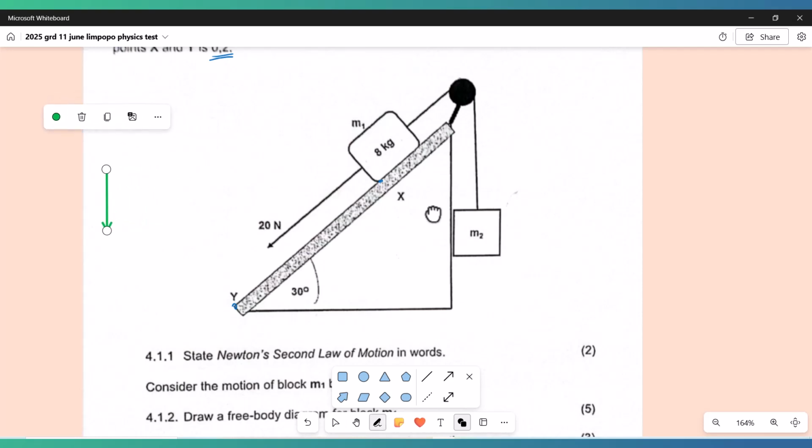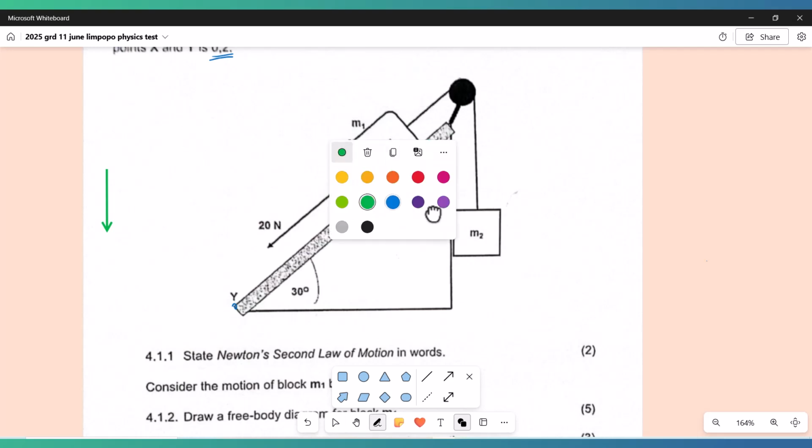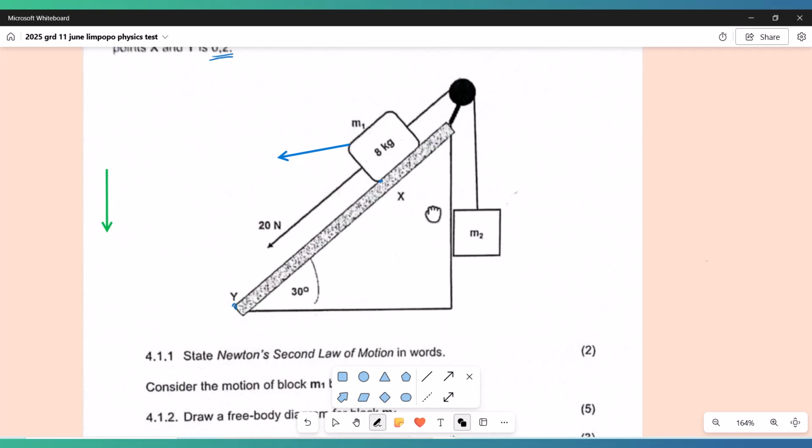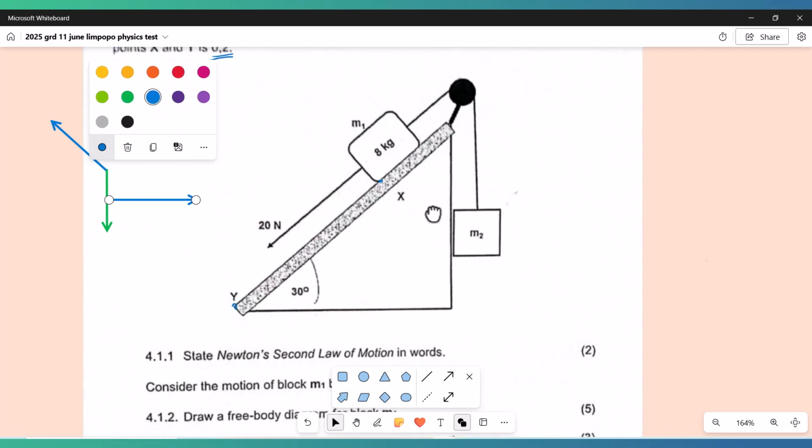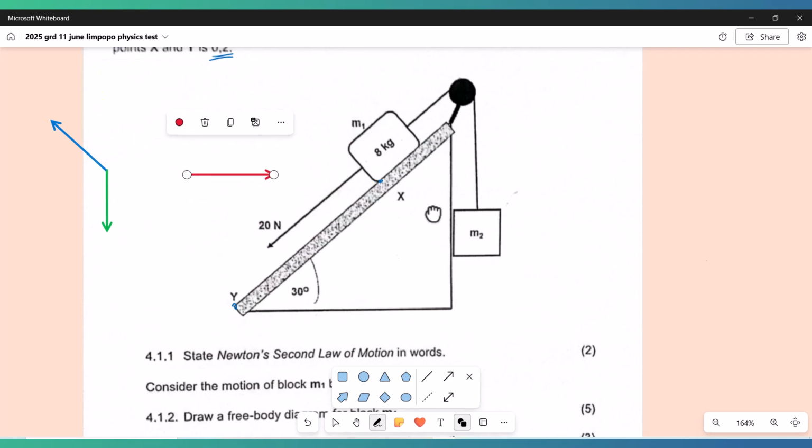And then also our block M1 is on the surface. So the surface exerts a normal force, as you see it here in blue. Now the normal force is perpendicular to the surface, so when I bring it here, it must be like this. Then there is tension in the string here. Our tension sits at this angle, so we bring it here like this. That's our tension in the string.